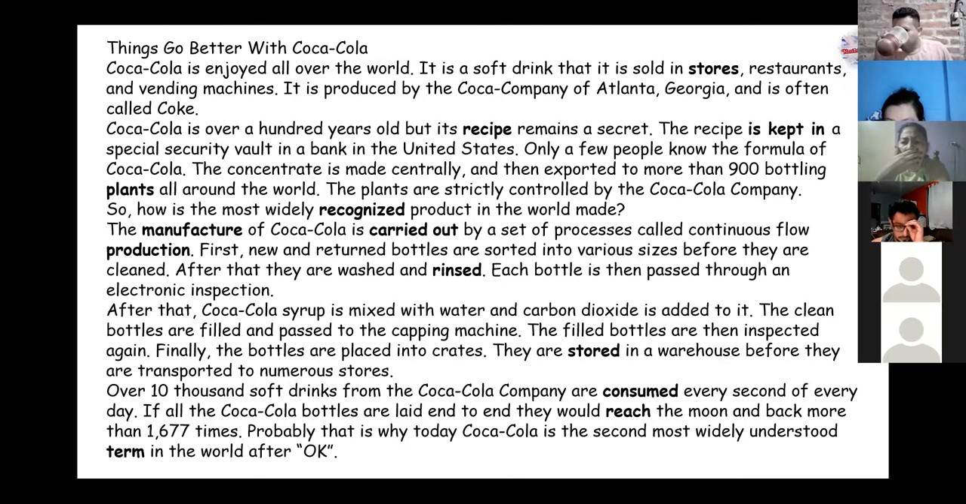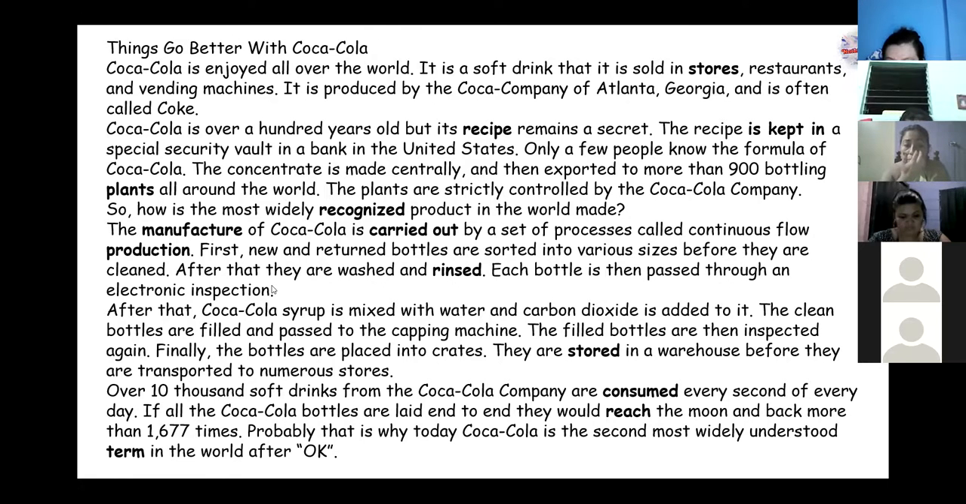Veamos el siguiente párrafo, the manufacture hasta inspection. ¿Algún voluntario? Me, teacher. Go ahead, please. The manufacture of Coca-Cola is carried out by a set of processes called continuous flow production. First, the new and returned bottles are sorted into various sizes before they are cleaned. After that, they are washed and rinsed. Each bottle is then passed through an electronic inspection.